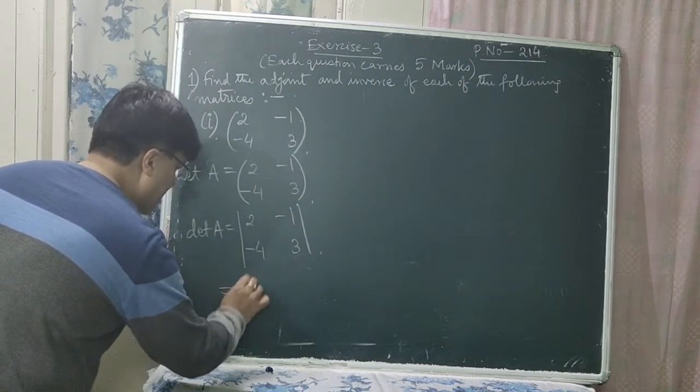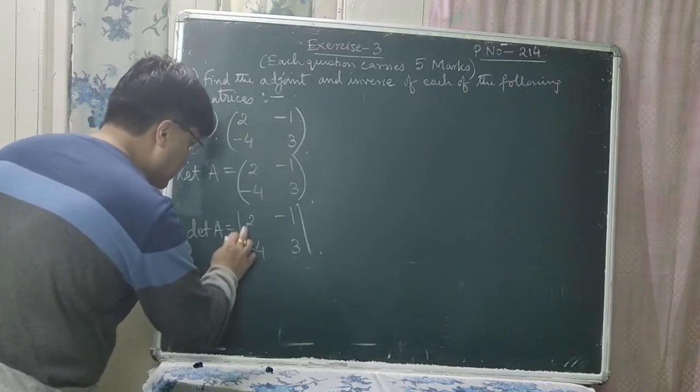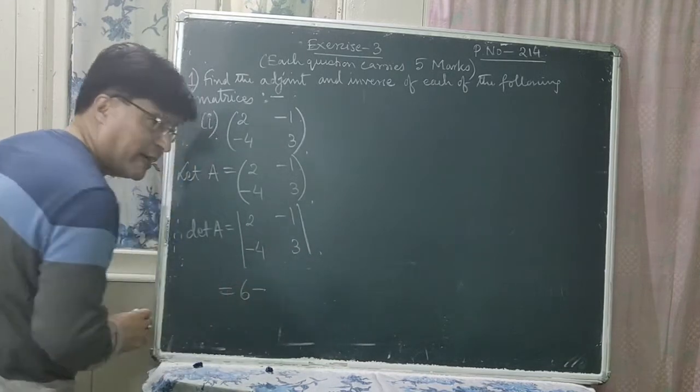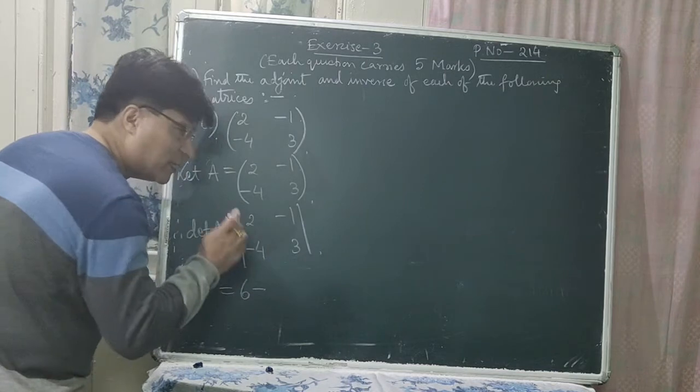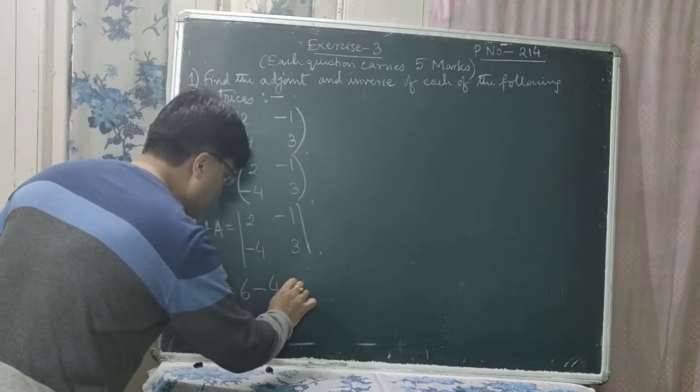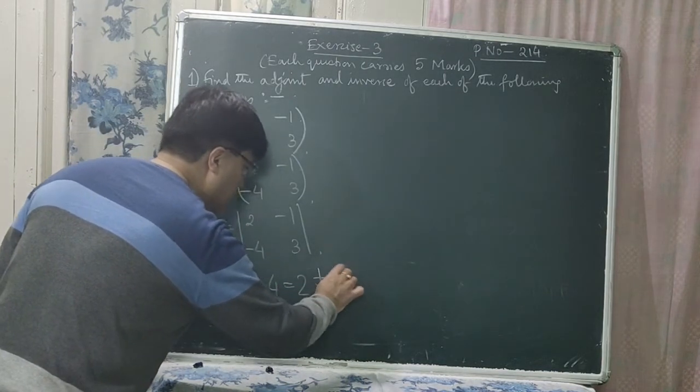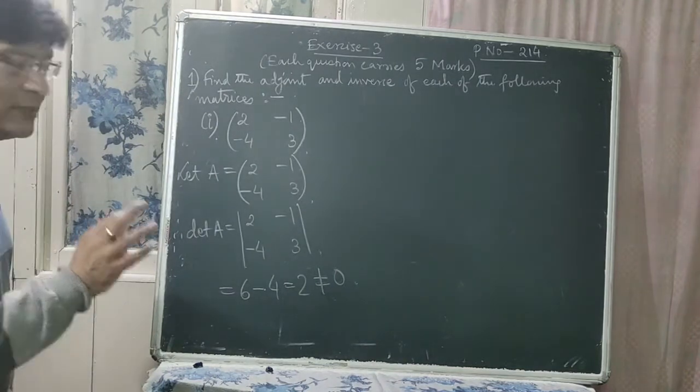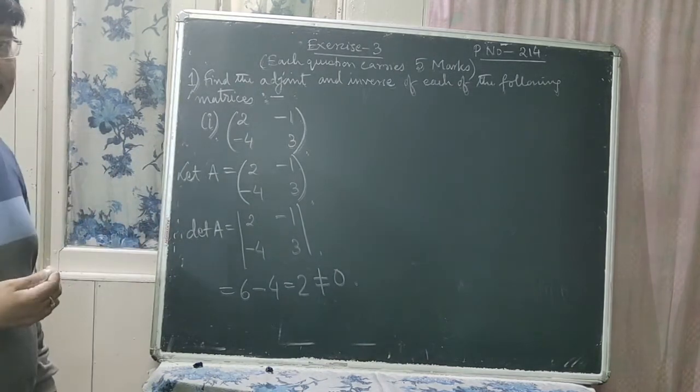Now we can expand it. 2 3s are 6, then comes minus. So -4 into -1 is +4, isn't it? 6 minus (-4) which is equal to 2. That is not equal to 0. That means A inverse exists.